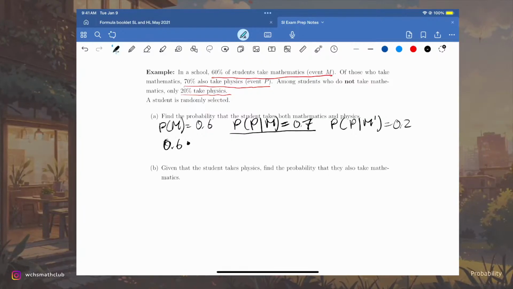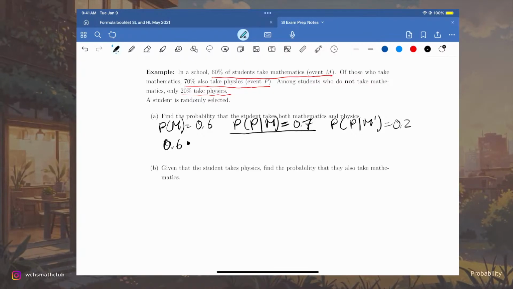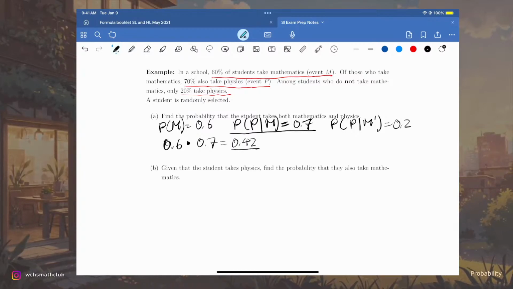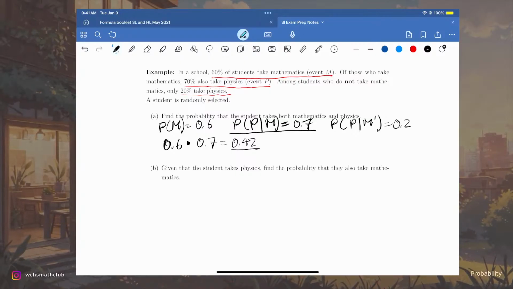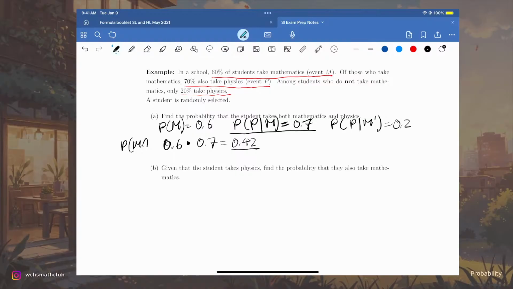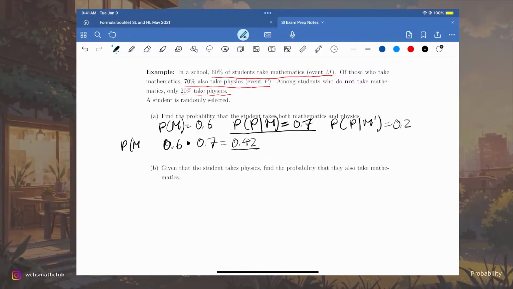And we're going to multiply that by the probability that they take physics given mathematics, which is equal to 0.42, which is the total probability of people who do mathematics that also do physics. So P of M intersect P. So basically they both do mathematics and physics.